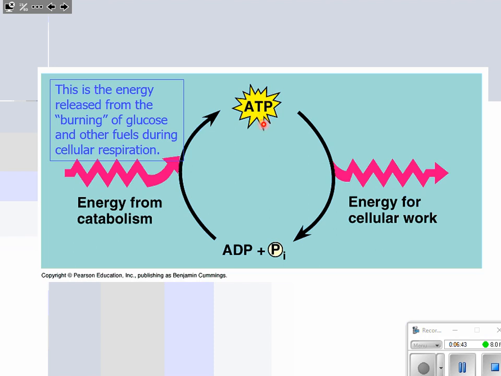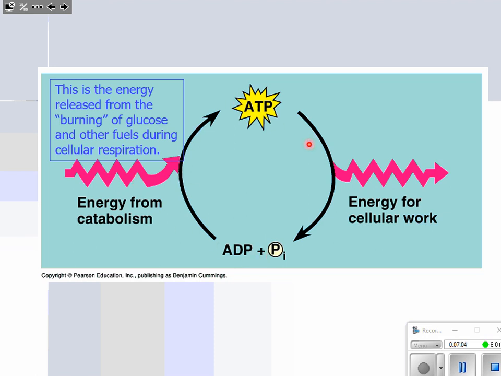We break off the third phosphate, and energy is released and can then be used to do cellular work. When you break off the third phosphate, you have ADP. And then later on, if you have some more energy coming in and you want to store it, you just add the phosphate back on.